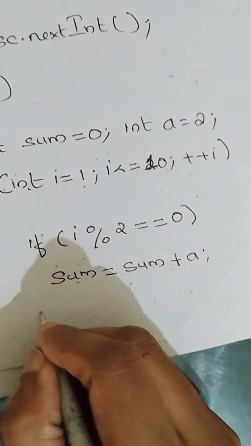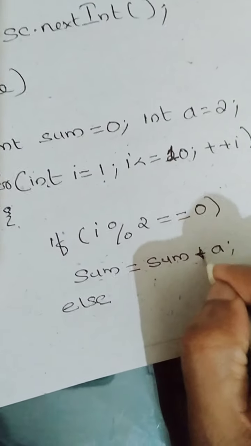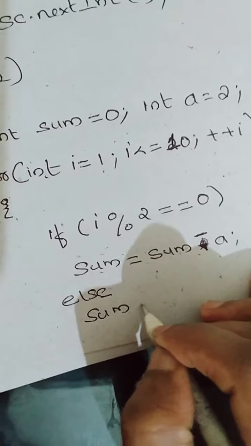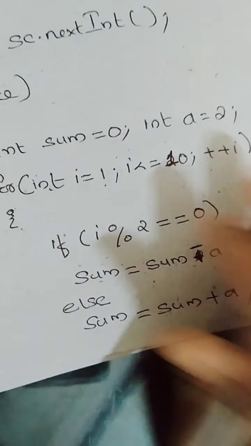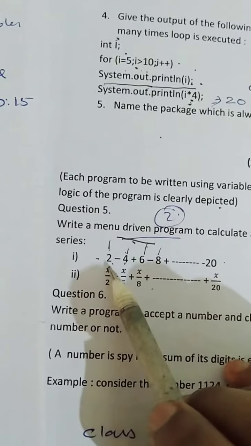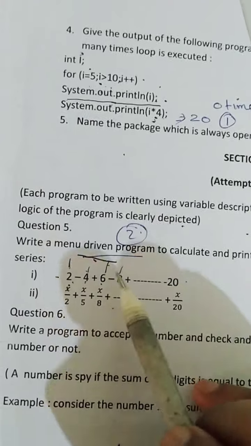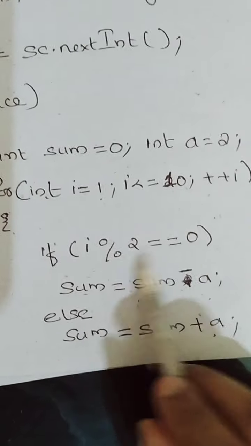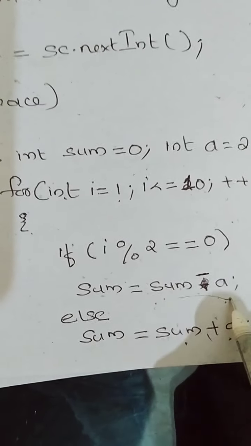Else if it is an even position, minus. Else if it is an odd position, you have to add the number. That is your question. In the odd position, positive numbers are there, adding is done. In the even position, negative numbers are. So sum minus a, sum plus a. If it is an odd position, sum plus a. If it is an even position, sum minus a.